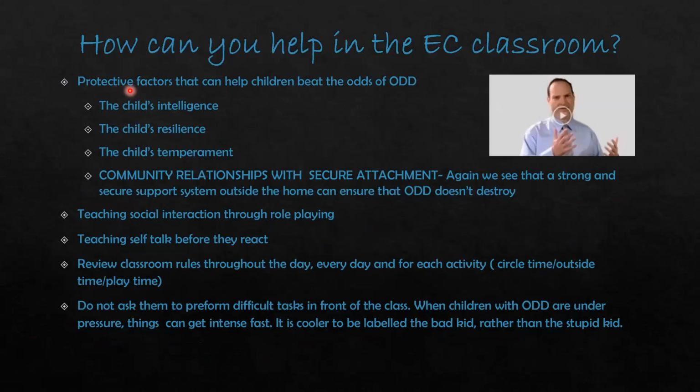Let's continue helping. The protective factors that can help children beat the odds: the intelligence of the child, the resilience, and the temperament. But also community relationships with secure attachment, again, here we are. Trauma and ODD and all kinds of things can be overcome with the relationships with you. Teaching social interaction through role playing is a really effective thing. Teaching self-talk before they react. Reviewing classroom rules through the day, every day, and don't ask them to perform difficult tasks in front of other children. That really sets them off.